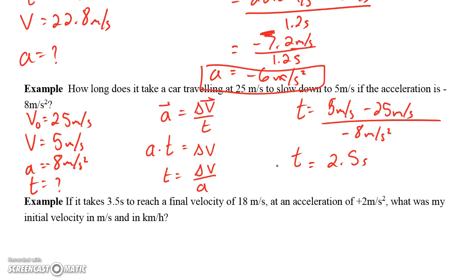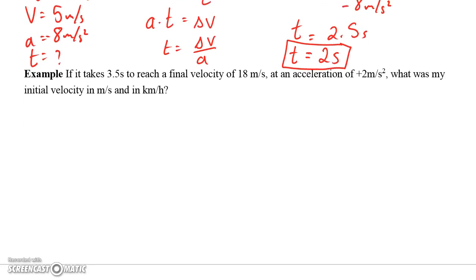Now sig figs, let's take a look at them. So at the top, 5 meters per second minus 25 meters per second, by the addition subtraction rule, is going to give us a number to the ones place of negative 20. Negative 20 is accurate to the ones place, but we're dividing by negative 8, which is only 1 sig fig, so we have to round our answer to 1 sig fig, so time has to get rounded. So 2.5, our 5 rule here actually comes into play for one of the first times ever, and we're going to round to the even number, so 2 seconds is our proper sig figs.